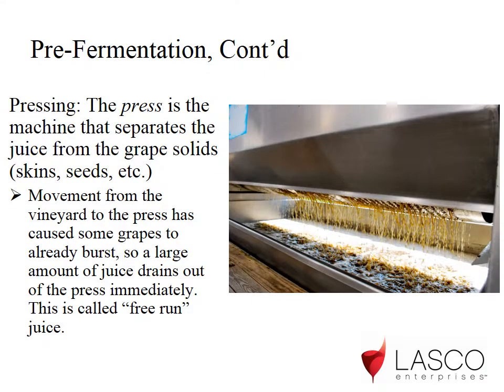The next step in the process is pressing. Grapes go from the sorter and destemmer to the press. The press is the machine that separates the juice from the grape solids. Movement from the vineyard to the press, especially if grapes have been through a crusher, has caused some grapes to already burst. So when the grapes are put into the press, a large amount of juice drains out immediately.